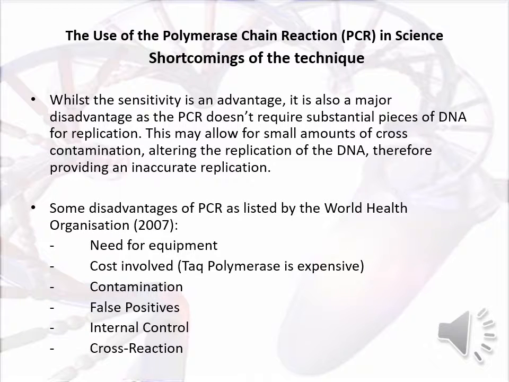Some disadvantages of the polymerase chain reaction. Whilst the sensitivity of the polymerase chain reaction is an advantage, it is also a major disadvantage, as the polymerase chain reaction doesn't require substantial pieces of DNA for replication. This may allow for small amounts of cross-contamination, which will then alter the replication of the DNA, therefore providing an inaccurate replication. Some disadvantages of the polymerase chain reaction, as listed by the World Health Organization, include the need for equipment, the cost involved, Taq polymerase is expensive, contamination, false positives, internal control, and cross-reaction.